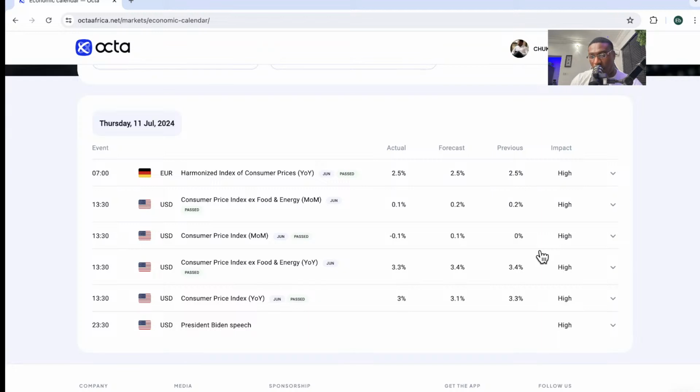Also look at the energy sector, which I told you guys. If you're trading oil, if you're trading gas or utility stocks, you also want to pay attention to the energy sector and see if it's increasing or if it's declining.